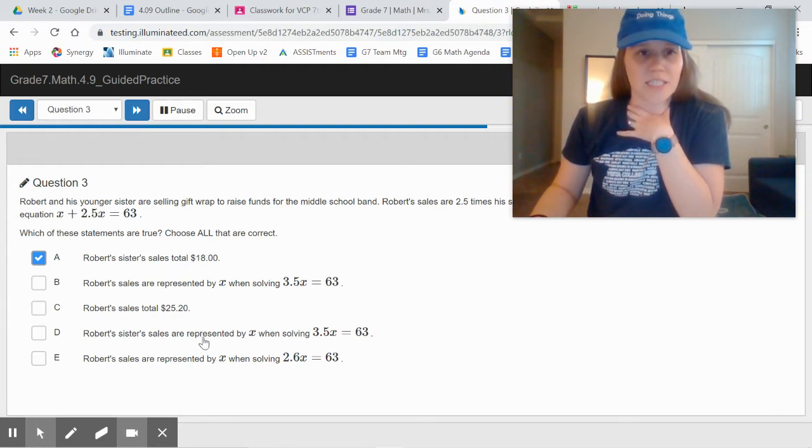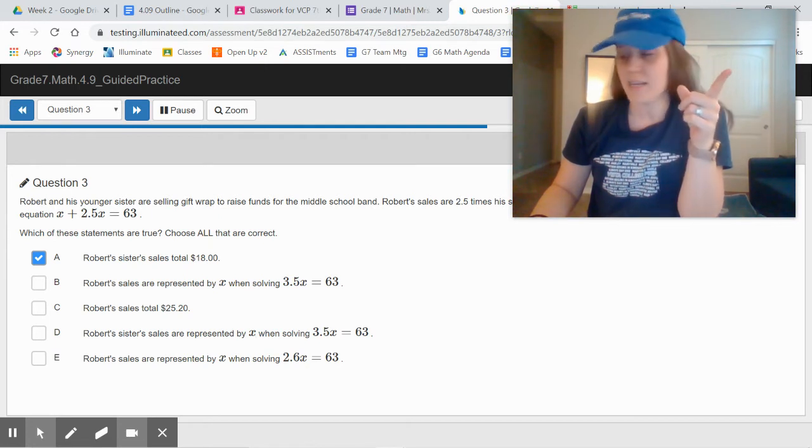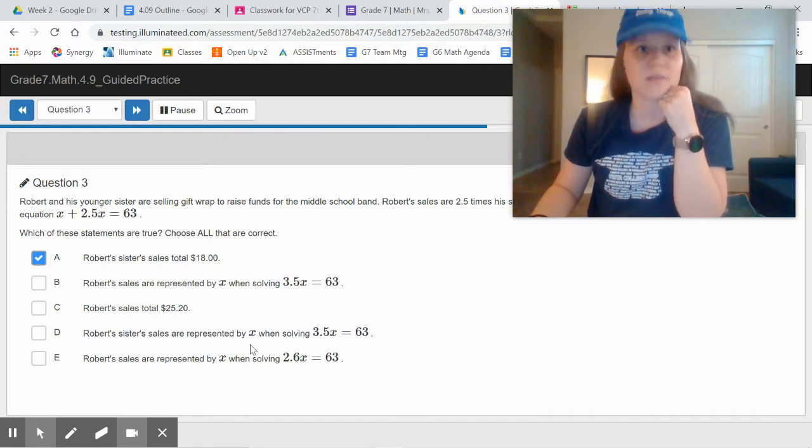D, Robert's sister's sales are represented by X. That sounds right. Robert's sister's sales are represented by X when solving 3.5x equals 63. Totally.